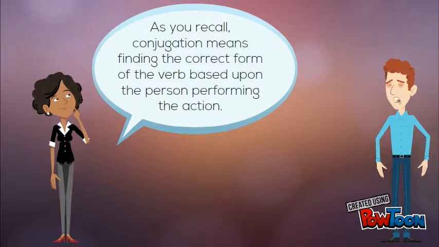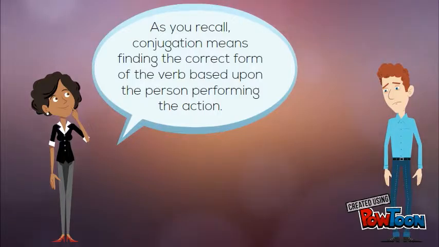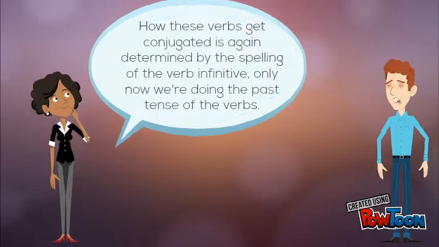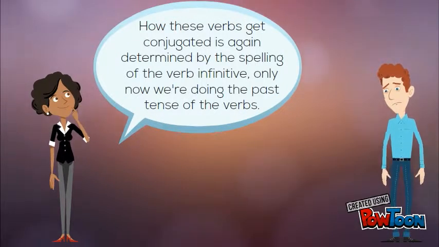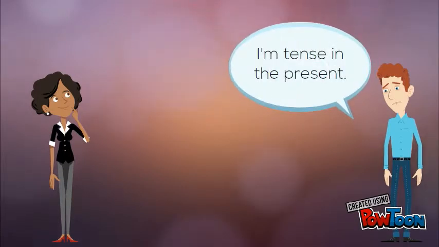As you recall, conjugation means finding the correct form of a verb based upon the person performing the action. How these verbs get conjugated is again determined by the spelling of the verb infinitive, only now we're doing the past tense of the verbs.